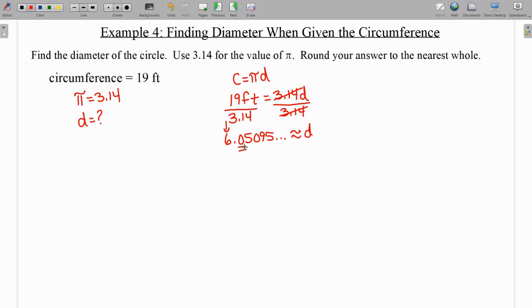So since this number here in the tenths place is 4 or less, that means we're going to leave the number that's in our whole number spot here, this 6, alone. So we're going to say that our diameter is approximately 6 feet. And then that would be our answer to this particular problem.